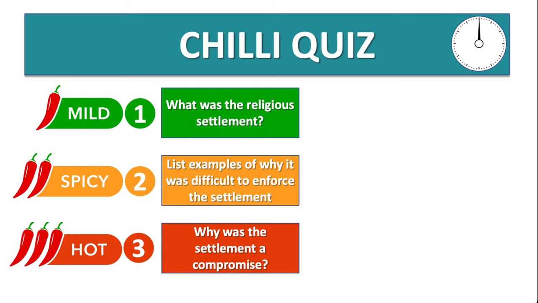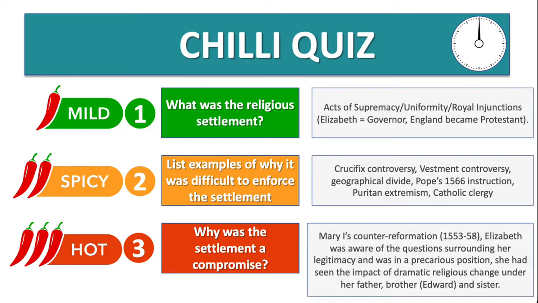Why was there a compromise? Why did they go for a compromise? Let's have a look at the answers we've got here. The religious settlements specifically were the Acts of Supremacy, the Act of Uniformity and the Royal Injunctions, when England officially became a Protestant country and Elizabeth became head of the Church of England.